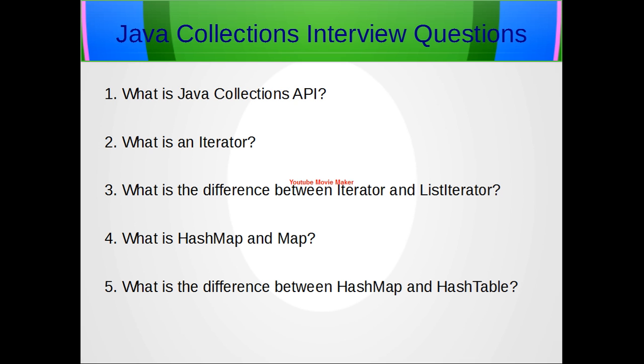Basically, it reduces the programming efforts, which in turn increases the program speed and quality. It allows interoperability among unrelated APIs. It reduces effort to learn and to use new APIs. It reduces effort to design new APIs. It encourages and fosters software reuse.